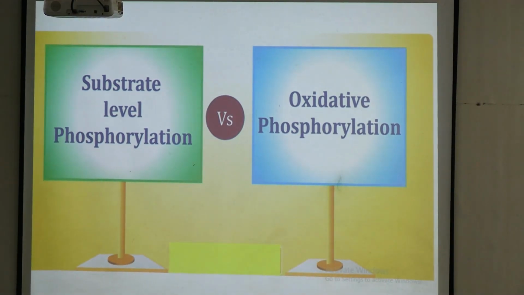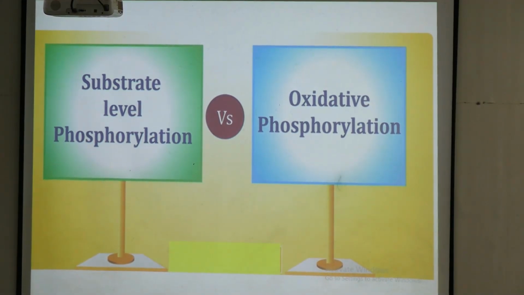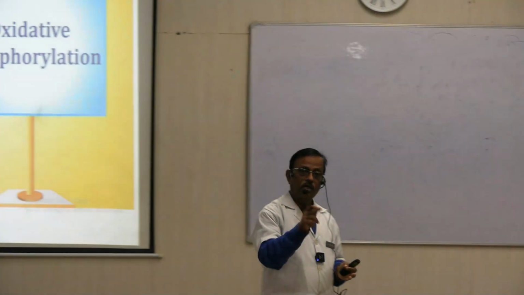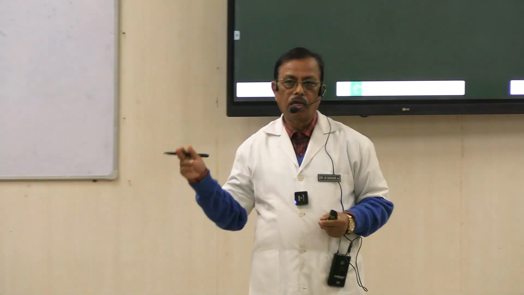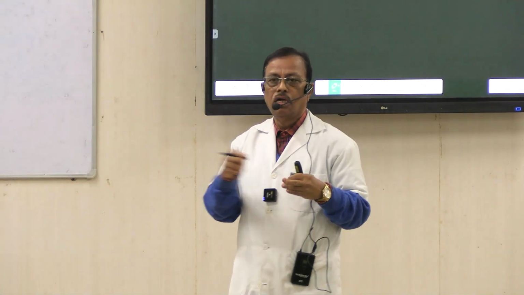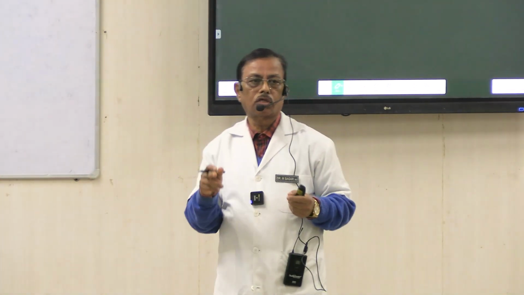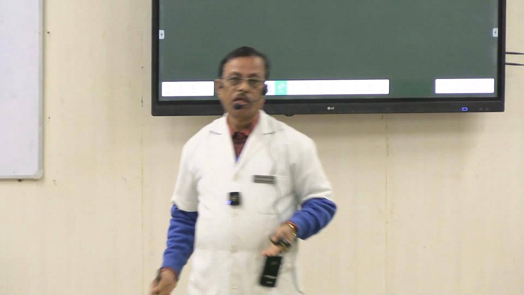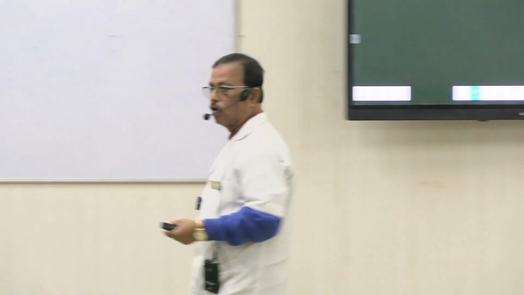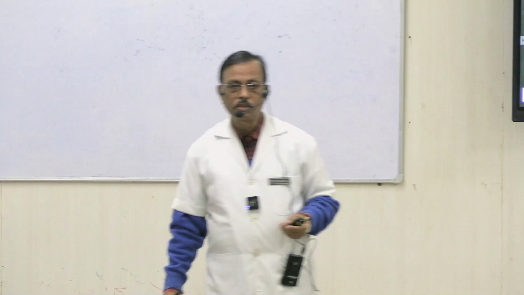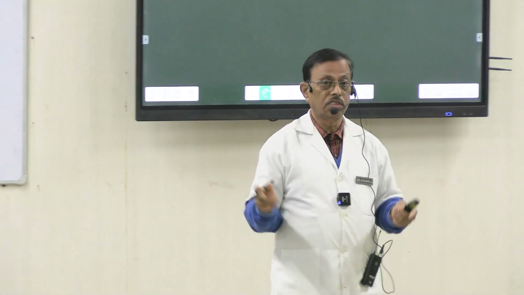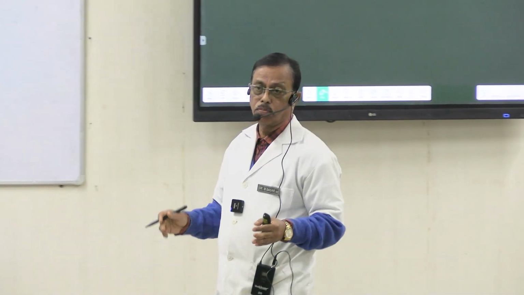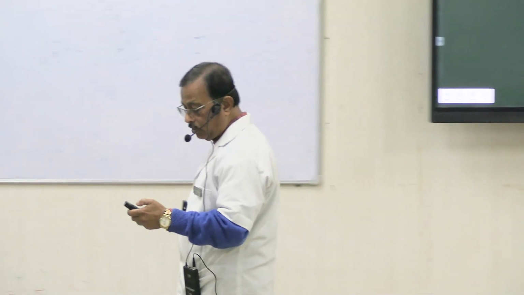And in case of oxidative phosphorylation, the reducing equivalent produces proton gradient, and the inorganic phosphate, using that proton gradient, whenever there is transfer of electron through the electron transport chain, there is release of energy. That energy is utilized for synthesis of ATP by ATP synthase. Here, inorganic phosphate is taking part in the formation of ATP. So, how it is done, we will see.